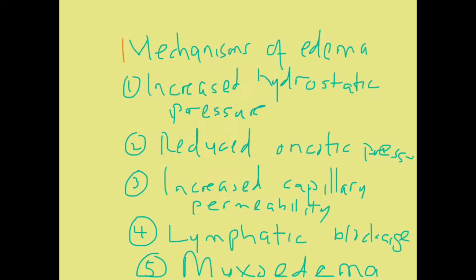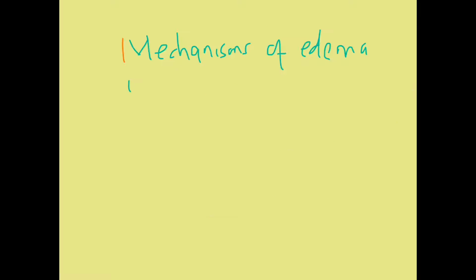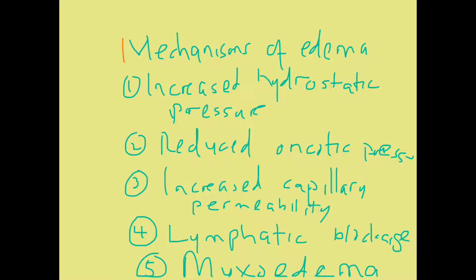So the mechanisms of edema, if we're referring to our diagram, are increased hydrostatic pressure, reduced oncotic pressure, increased capillary permeability, and lymphatic blockage. Those are the four mechanisms by which edema occurs. And the fifth mechanism is myxoedema, but this occurs by deposition of glycosaminoglycans in the skin when the patient has hypothyroidism.